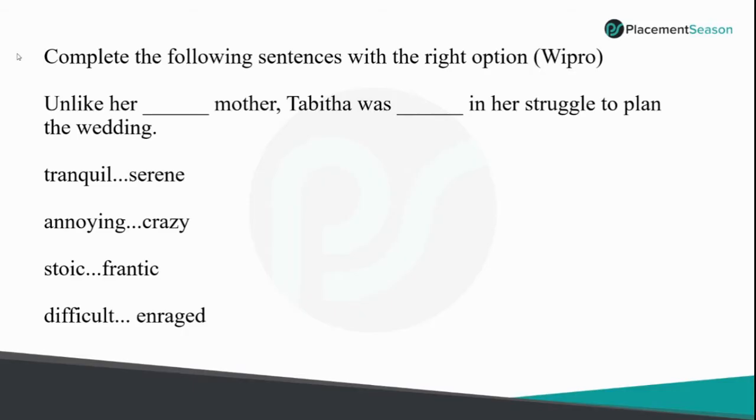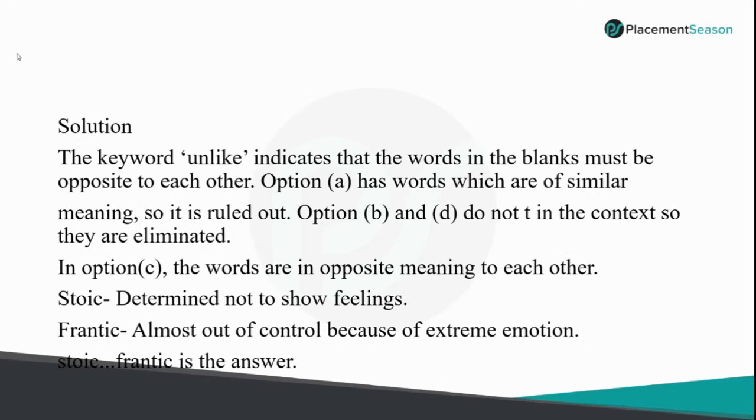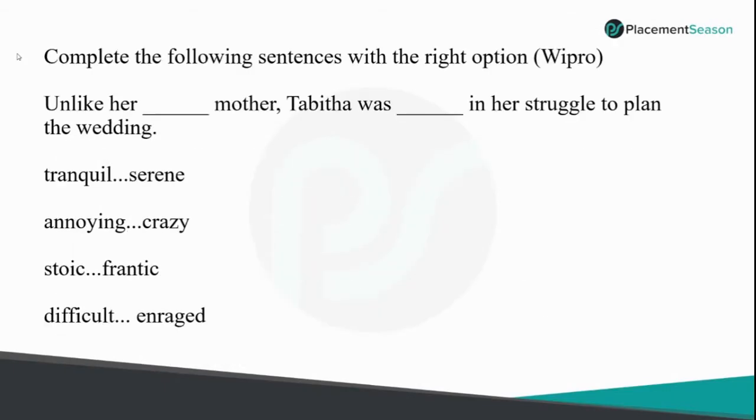So coming to the solution, the keyword unlike means that both the blanks should be opposite. So unlike over here is a contrast indicator. In option A, both the words are similar. Options B and D don't fit in the context. In option C, the words are opposite in meaning. So what is not to show feelings? Frantic is out of control because of extreme emotion. So fill it in here.